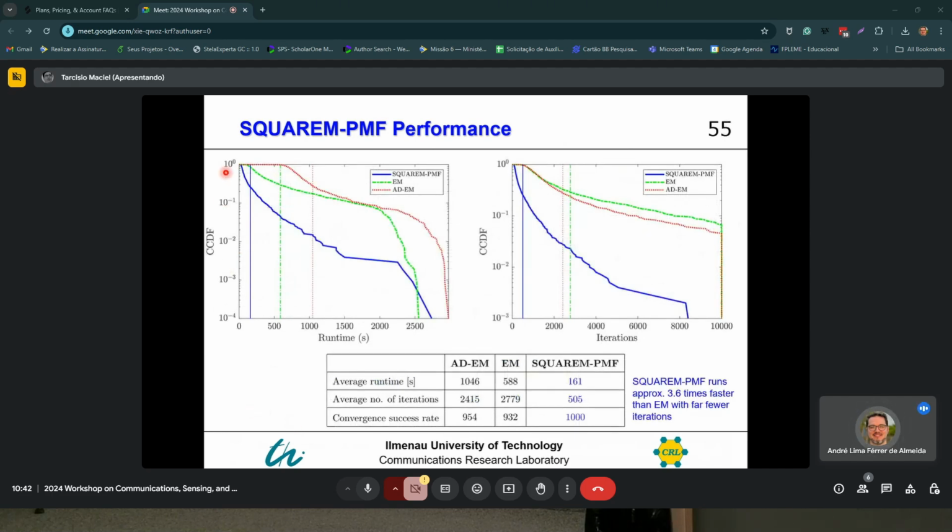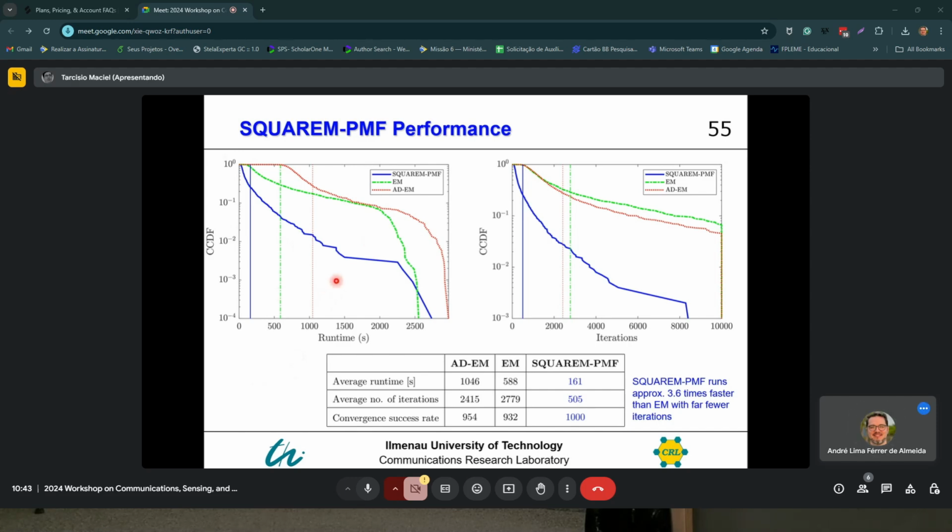This is the distribution of the runtime. This is the CCDF against the runtime, and the vertical lines are the mean values of the runtime on the left and the iterations on the right.